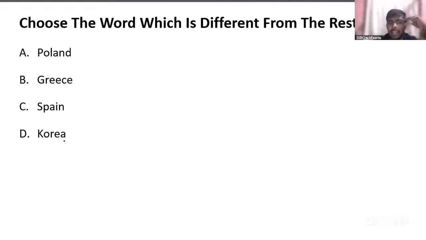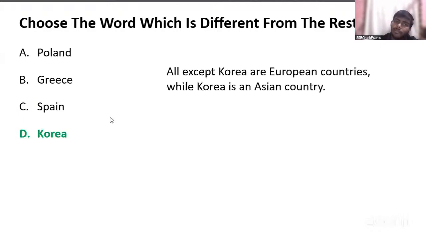Poland, Greece, Spain, Korea. Again, four countries. See, Korea is an Asian country, whereas Spain, Greece, and Poland are European countries.